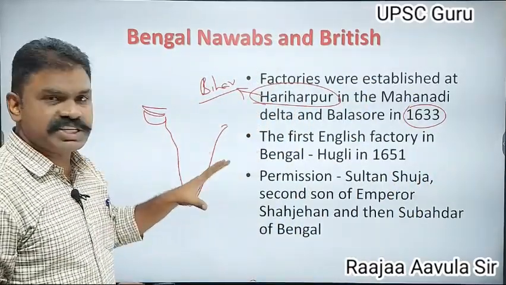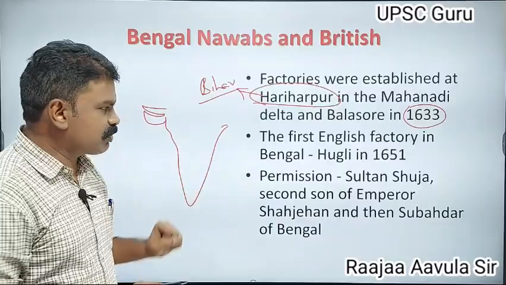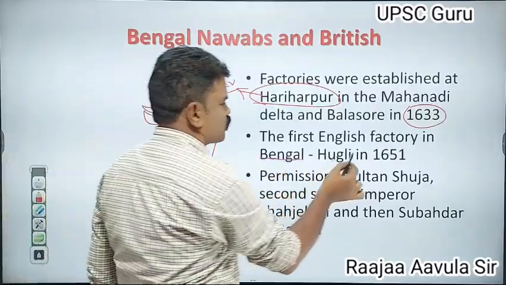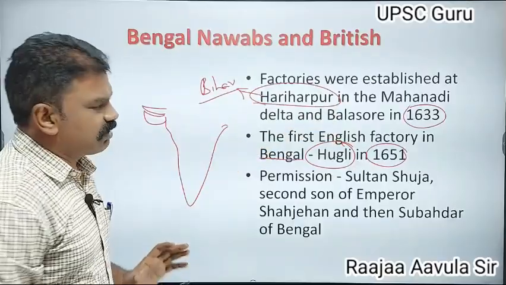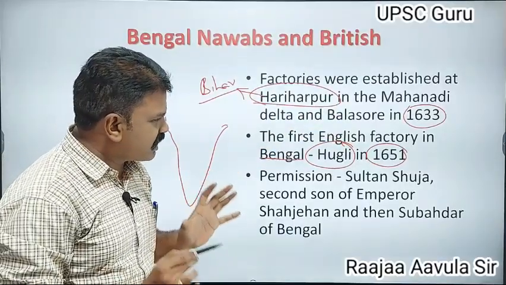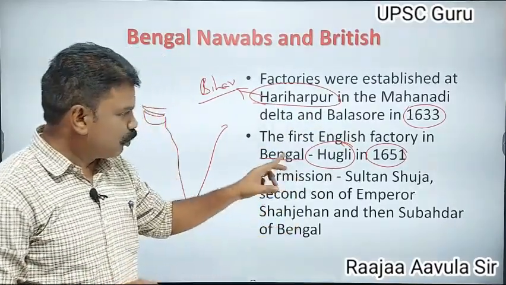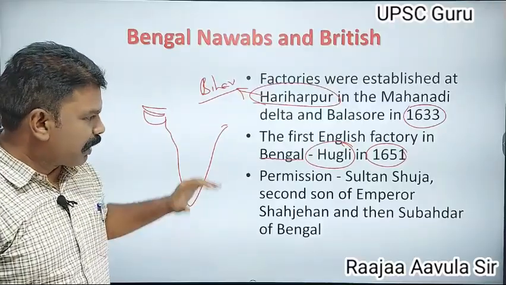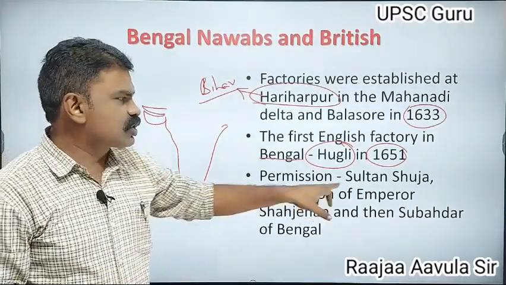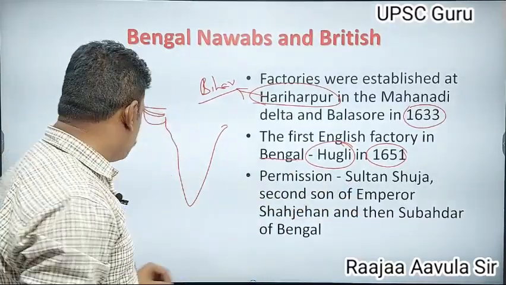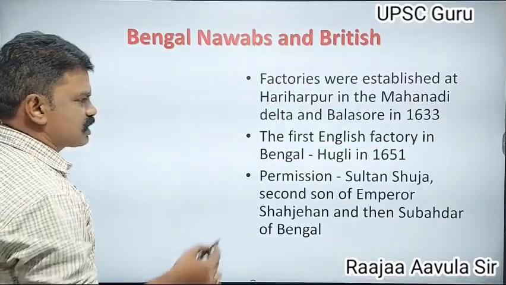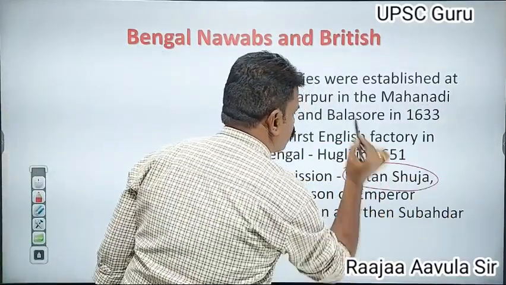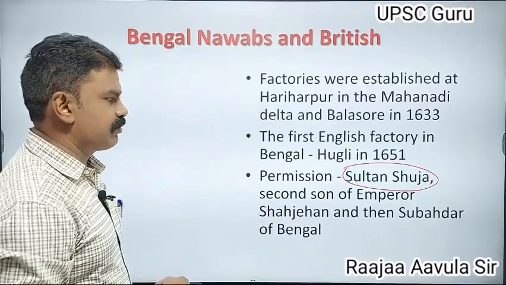After this, the first English East India factory that they established in Bengal was Hooghly in 1651. Permission for this first trade center of the British East India Company in Hooghly was given by Sultan Shah Shuja. Who was Shah Shuja? Shah Shuja was the second son of Shah Jahan.